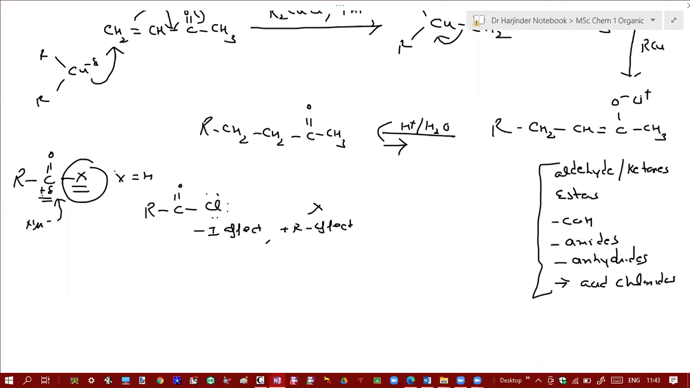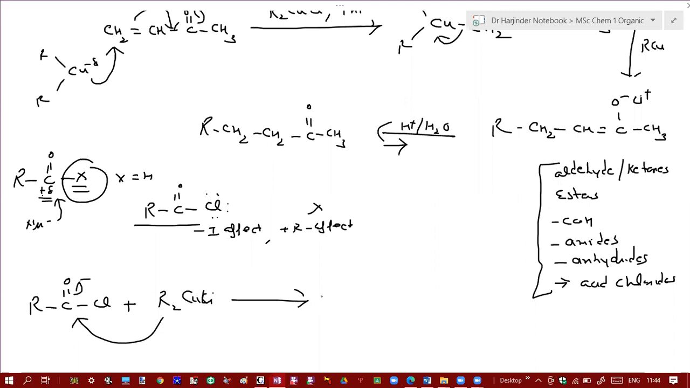So these Gilman reagents, even though they do not react with other carbonyl compounds, can react with these acid chlorides because of their very high reactivity. They undergo substitution reactions. And what will be the product?